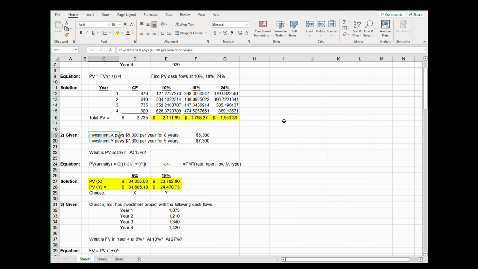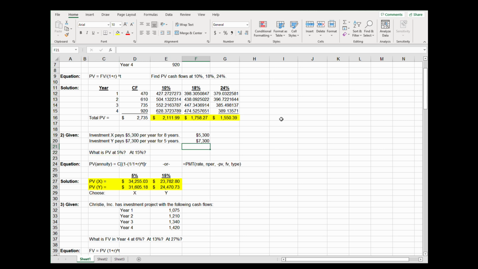Problem number 2: an investment X pays $5,300 a year for 8 years. Investment Y pays $7,300 a year for 5 years. Which of these two investments is better for the company at 5% and at 15%?